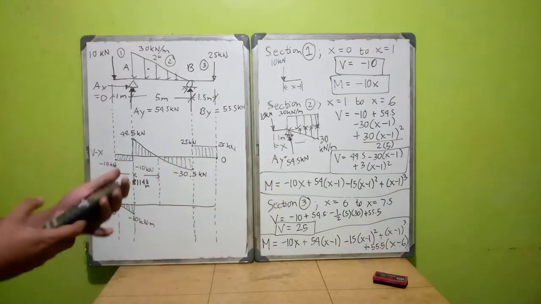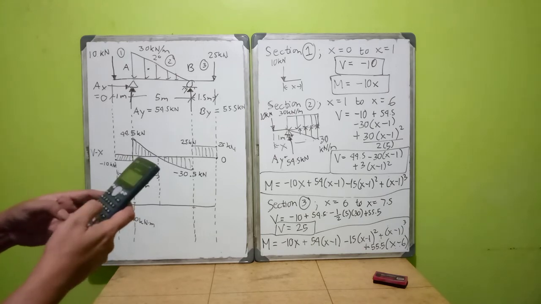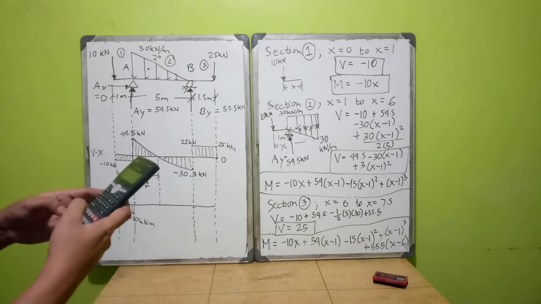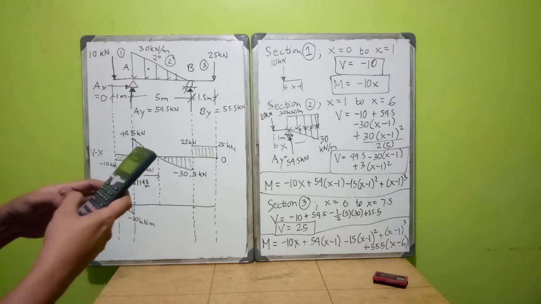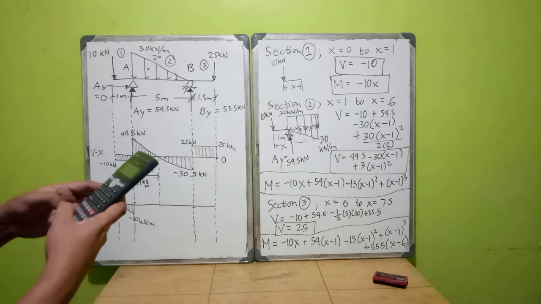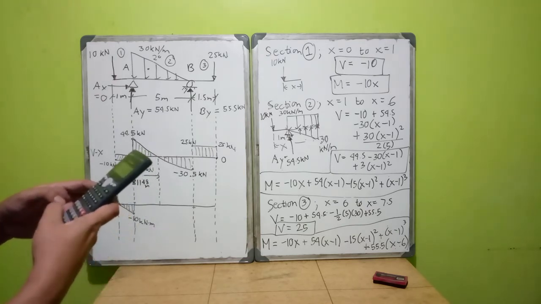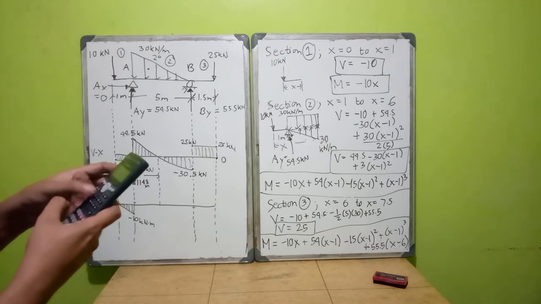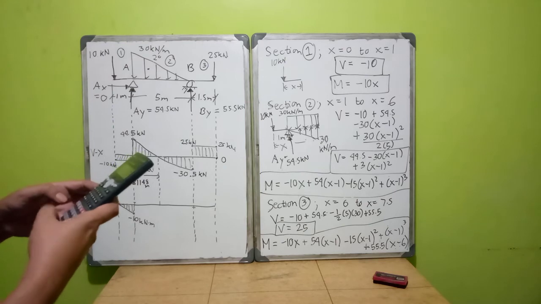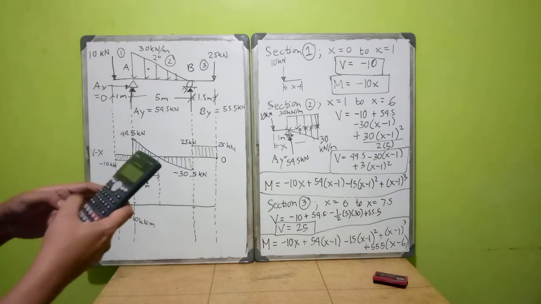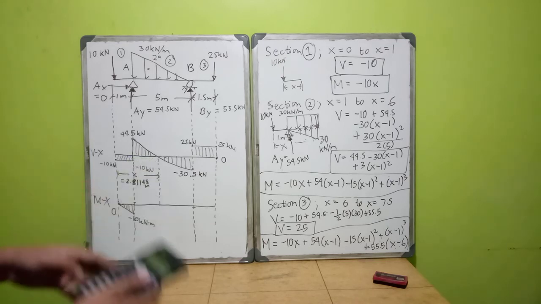Okay, so negative 10 times answer plus 54 times answer minus 1 minus 15 times answer minus 1 squared plus answer minus 1 to the power of 3. Okay, so we have computed 26.428.